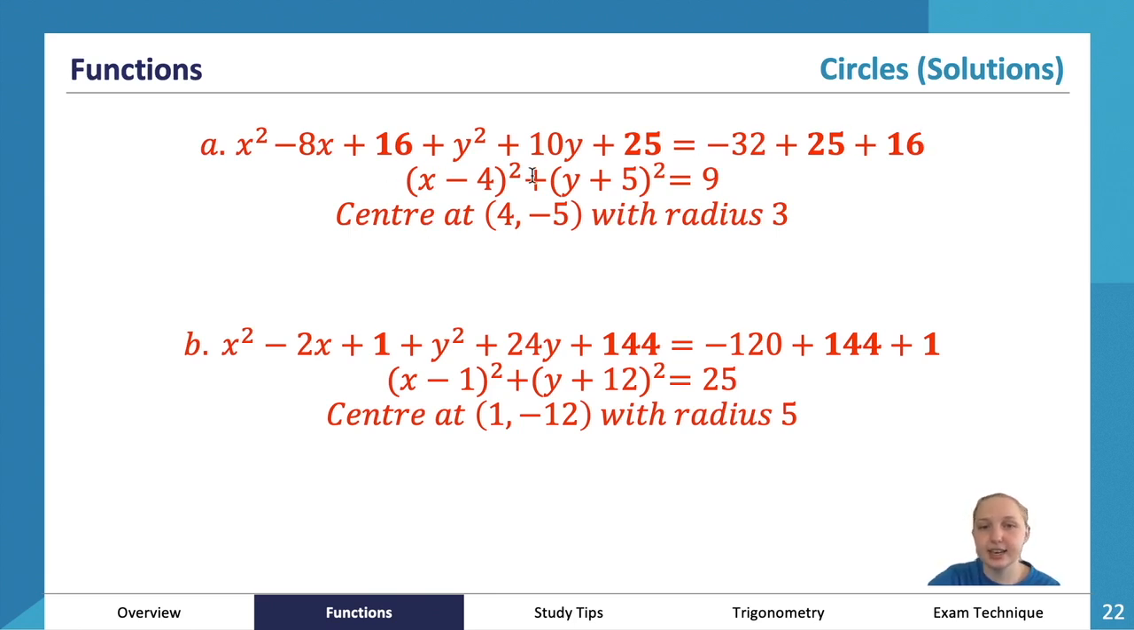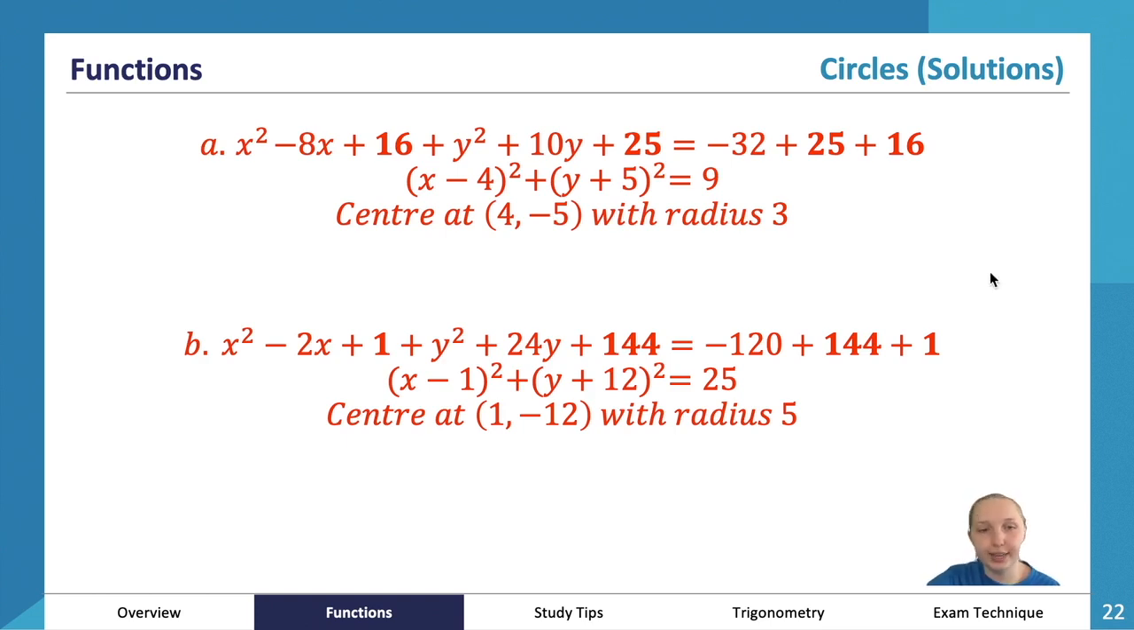And then you can see here that you have the equation of a circle. So we can say our center is going to be at 4, -5, because we're just taking the opposites. And our radius is 3, because 9 is representative of r squared. So you get our radius of 3.